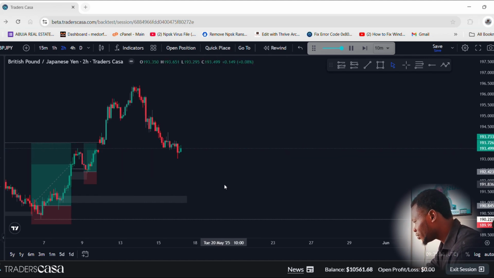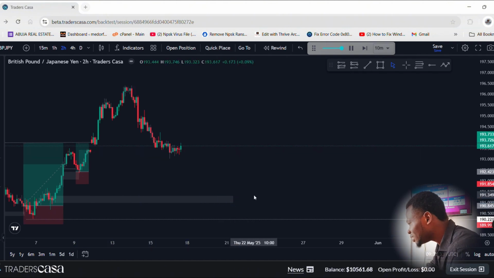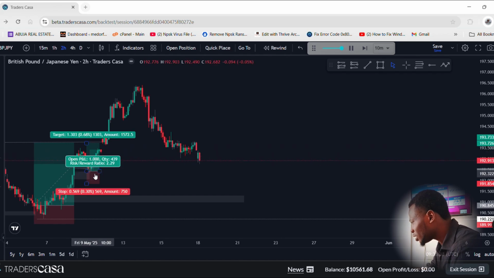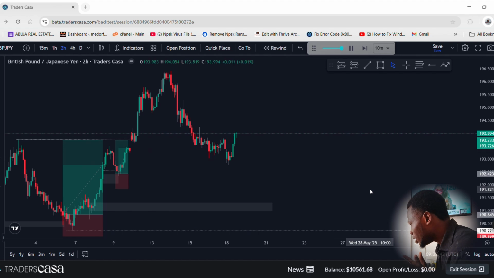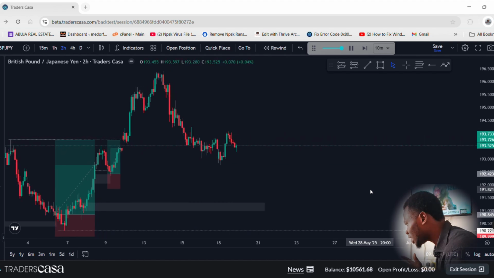Just keep watching price. Keep watching price coming back gradually. It will definitely come back, because we know what the market is looking for. We have a liquidity level here. We have imbalance. So we know what is driving the market. What drives the market is liquidity and imbalance. So it will always come back.